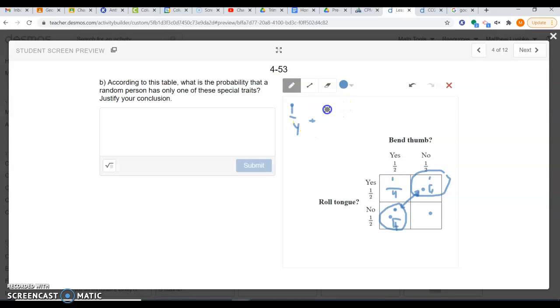When you have fractions and you're adding fractions, you just have the common denominator and you add the numerators. So 1 plus 1 is 2. The 4 stays because it's the common denominator, so 2/4, which reduces down to 1/2. So 50% of people can bend their thumb but not roll their tongue, or can roll their tongue and not bend their thumb.